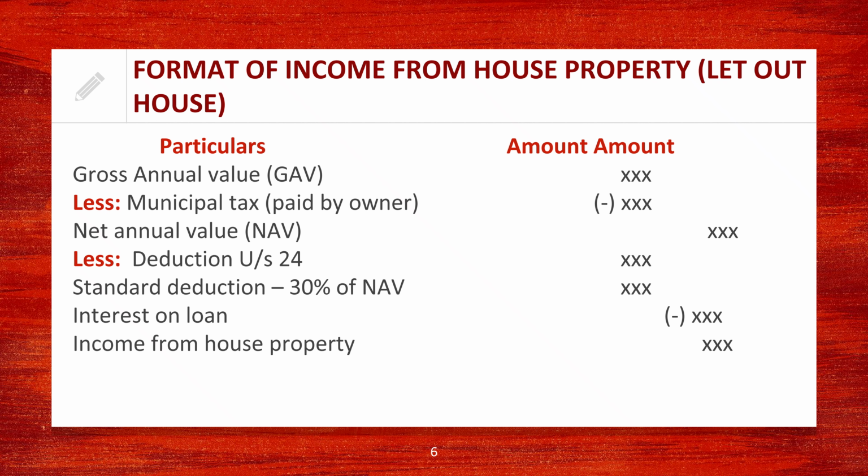The format for calculating income from house property of a let out house: gross annual value less municipal tax actually paid by the owner. You get the net annual value less deduction under section 24. The two deductions that can be given: 30% of net annual value and interest on loan, together deducted as deduction under section 24 from the net annual value, you get the income from house property.